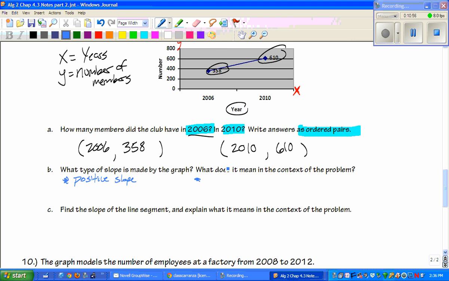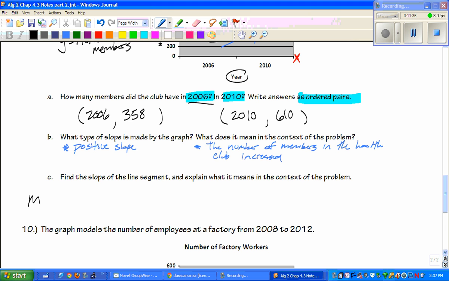And what does that mean in the context of the problem? Is that what happened? Well, over the time, the number of members in the health club, what'd they do? Increase, decrease? They increased, okay? And you can tell that because look at the line. The line's going up. All right, C. Find the slope of the line segment and explain what it means in the context of the problem.